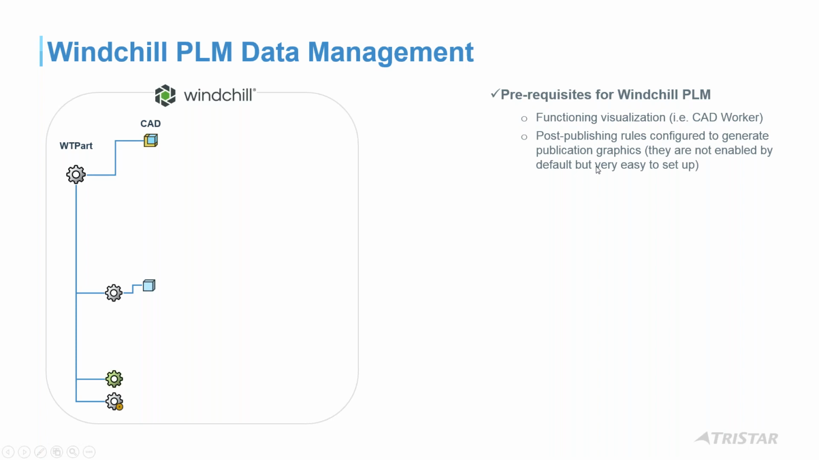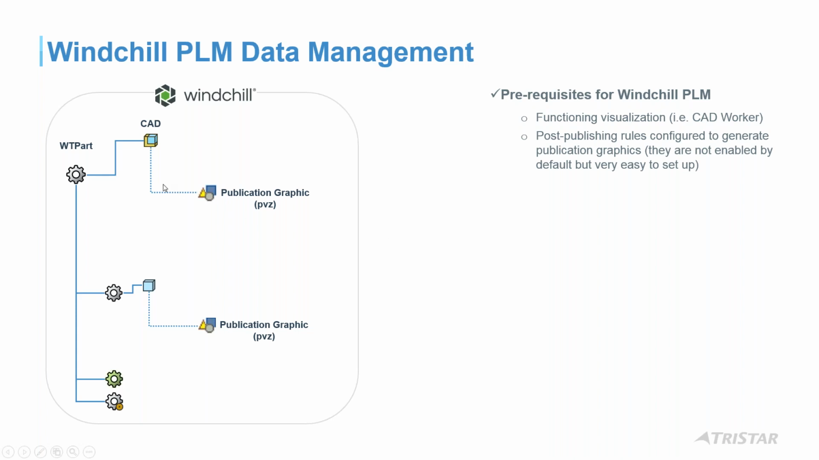Then there are some post-publishing rules configured to create or extract those visualization files to be used by Illustrate. Illustrate doesn't use the native CAD models because it just doesn't need to have all that data. It needs the accurate geometric information and attribute information, but not how the part's been designed. So you don't need all that IP that engineering creates. You just need the downstream product.